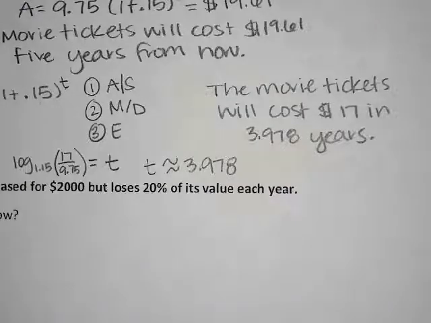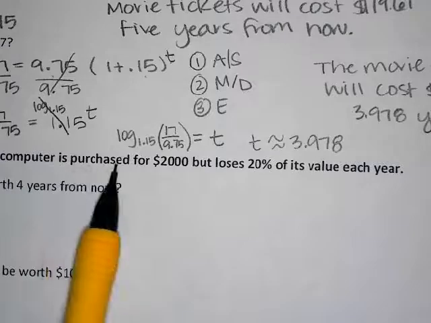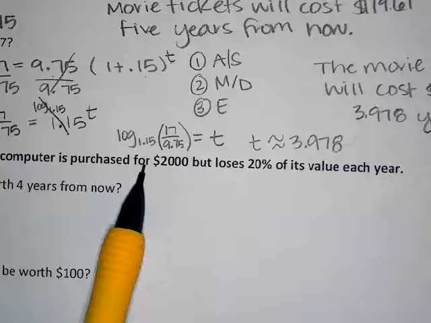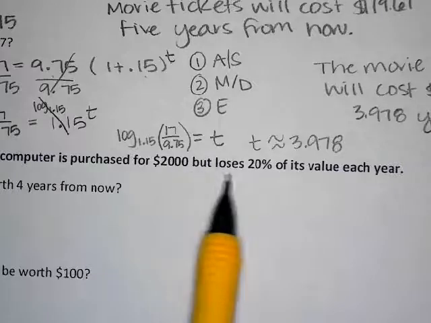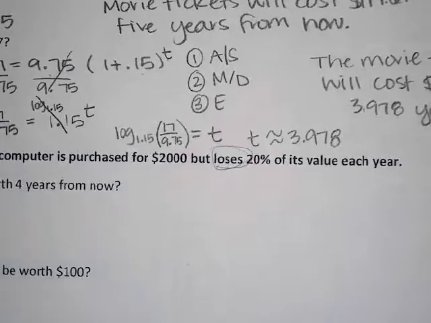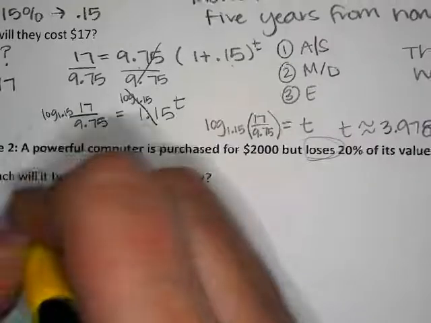All right. A powerful computer is purchased for $2,000 but loses 20% of its value each year. So what formula should we use? Decay. It's decreasing. Decay. So we got A equals P times (1 minus R) to the T.